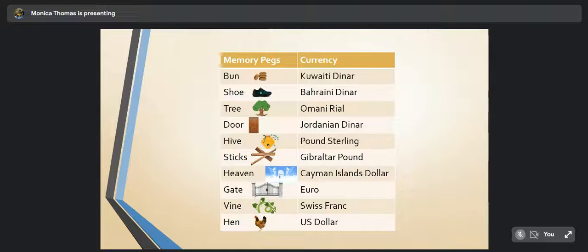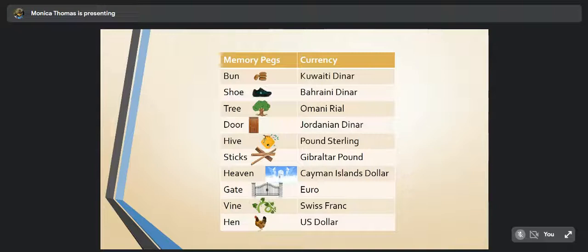Then seven, heaven. Cayman Islands, dollar. Heaven. Oh, I would just remember that from just Cayman Islands. It's because it's a very beautiful heavenly place. Perfect. You do not have to do creative substitution all the time. If you memorize it straight away, absolutely fine. Cayman Islands, and it is heavenly. Leave it. Cayman Island dollar.